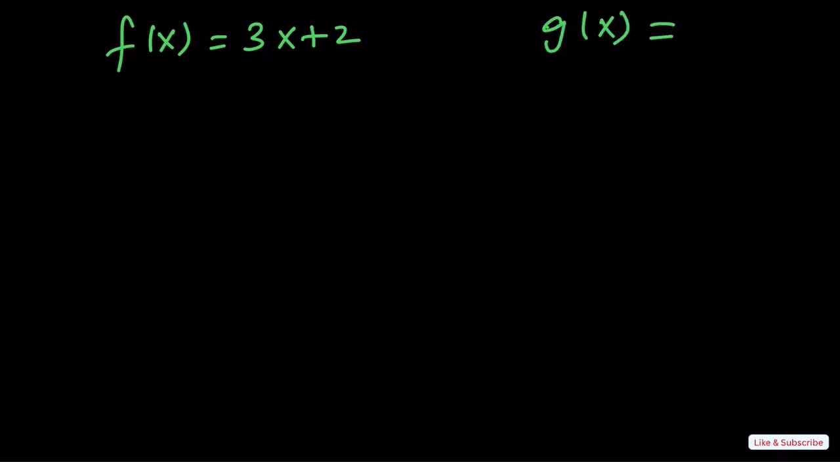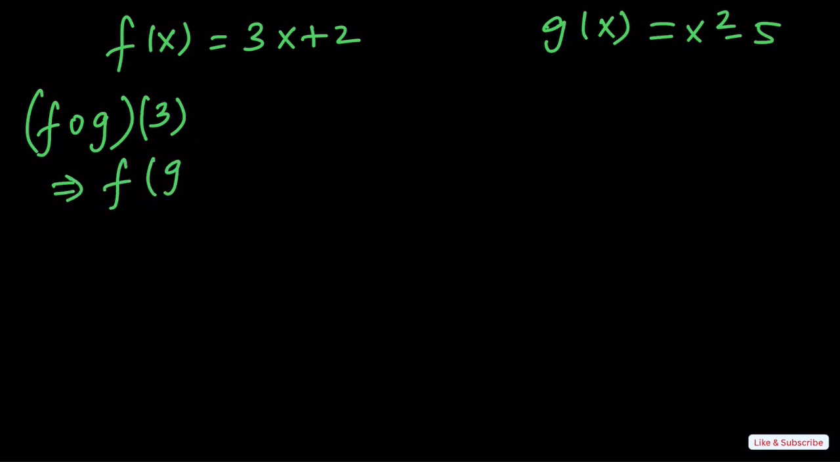Consider this example. Same functions, f of x is equal to 3x plus 2, and g of x is equal to x squared minus 5. Now we need to calculate f of g of 3. Now we can write this as f of g of 3, right? Now what is the value of g of 3? That means in function g, in place of x, I'm going to plug in 3. That gives me 3 squared minus 5, right?